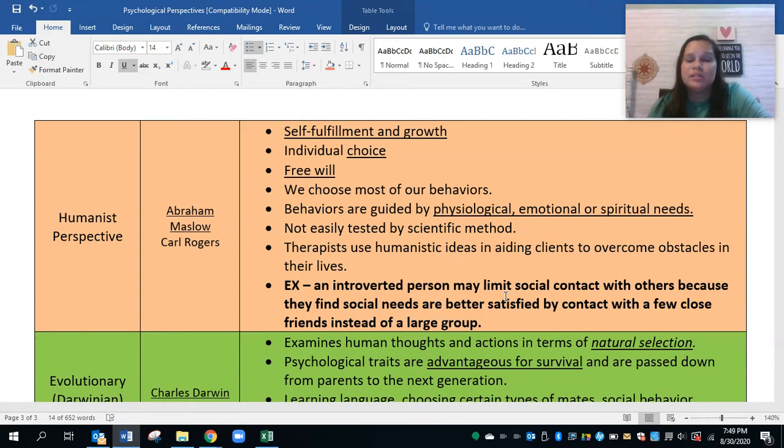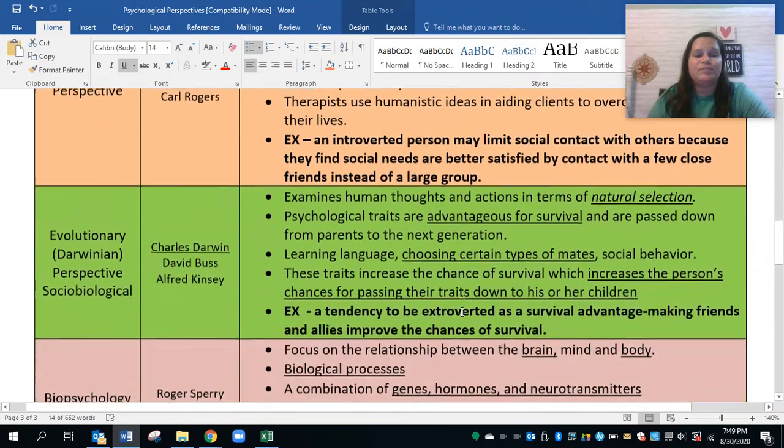An introverted person may limit social contact with others because they find social needs are better satisfied by contact with a few close friends instead of a larger group. So they may feel that their esteem and safety needs are met best just by being introverted and only having a few friends rather than a large number of friends.